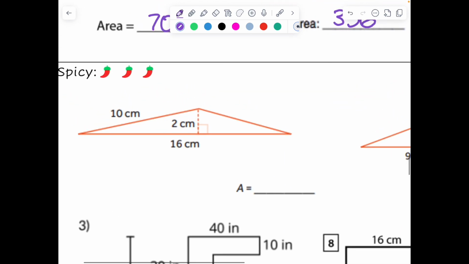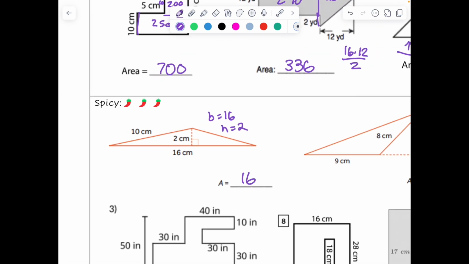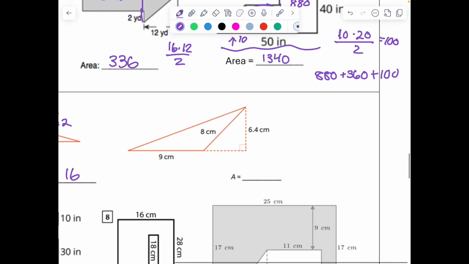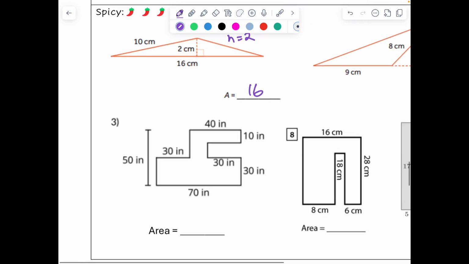Moving on to the spicy. The base is 16, the height is 2, so the area is 16. Here the base is 9, the height is 6.4. So our area is 28.8.